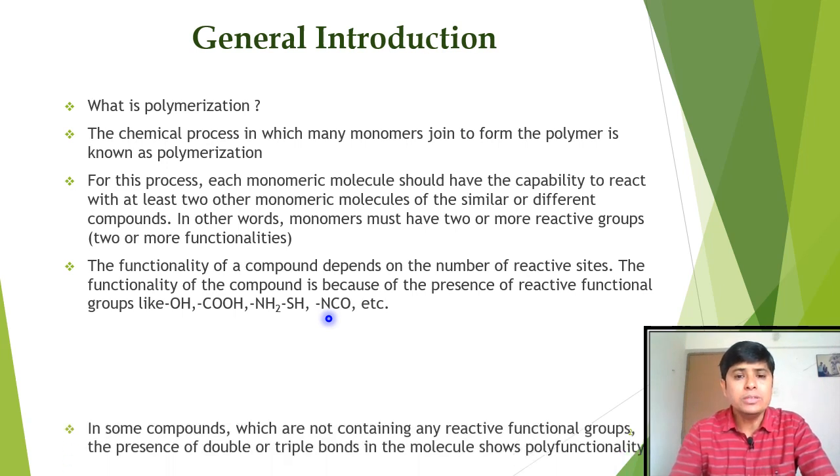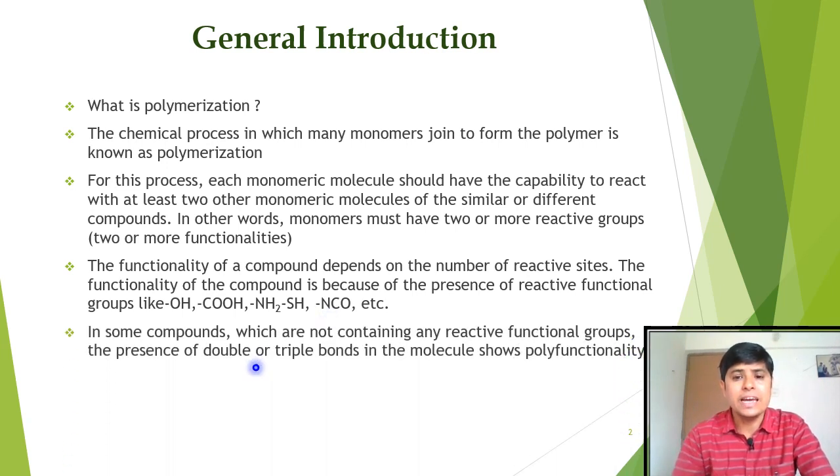In some compounds which do not contain any reactive functional group, the presence of a double or triple bond in the molecule shows polyfunctionality. For example, a styrene molecule has no functional group present, but the carbon-carbon double bond of styrene will show polyfunctionality.